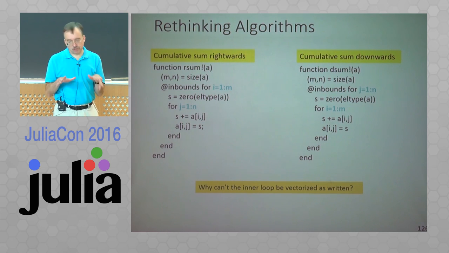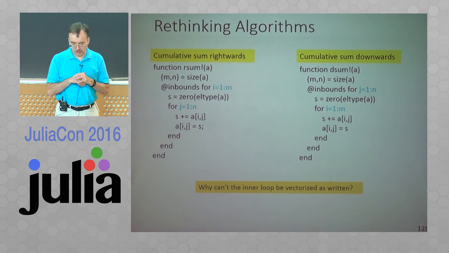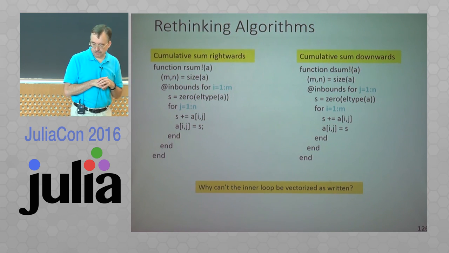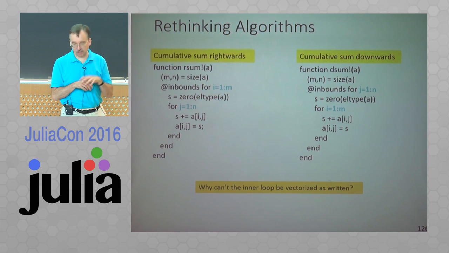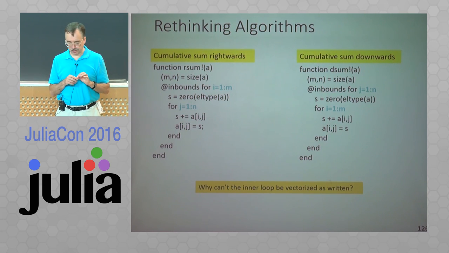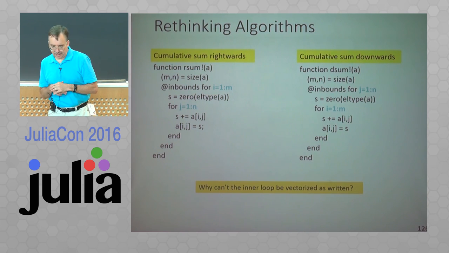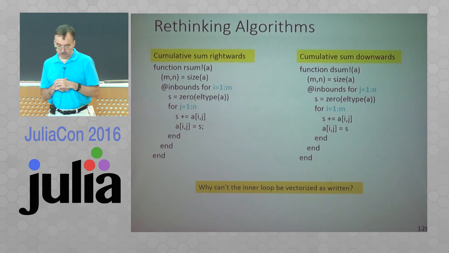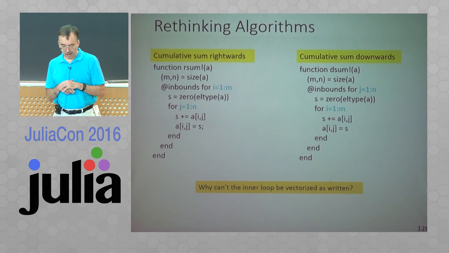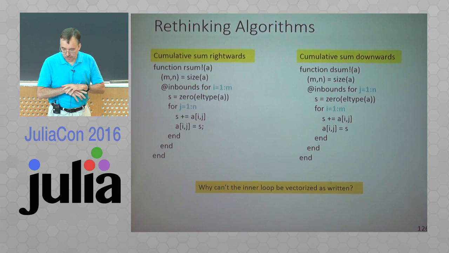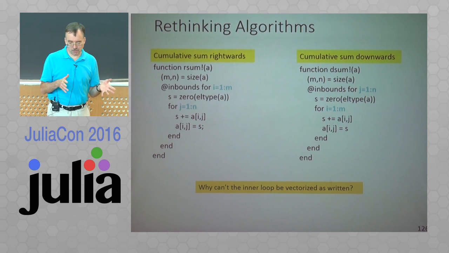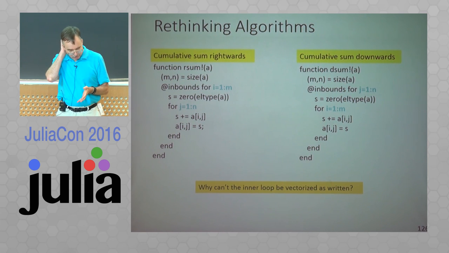So sometimes you have to restructure your code for SIMD. Like, here's the code on the left, which does running sums on each row of a matrix. And it turns out, for SIMD, the code on the right does running sums also, but on columns. The row one can't be vectorized as written, because the running sum is the problem.